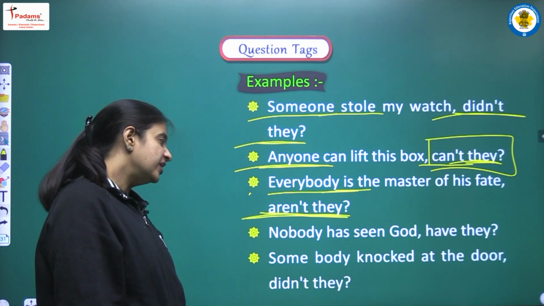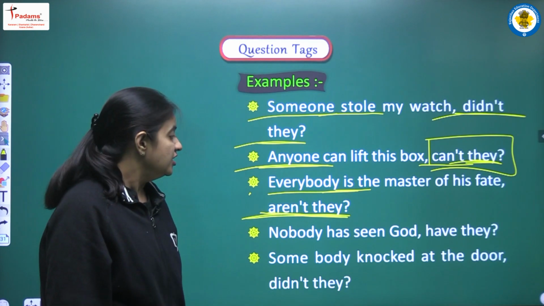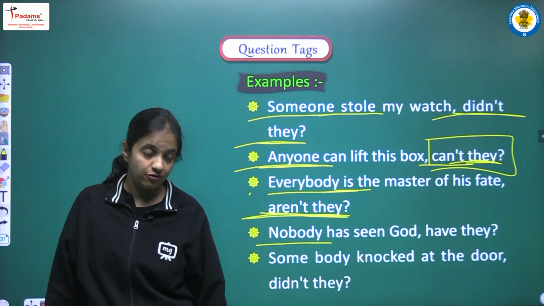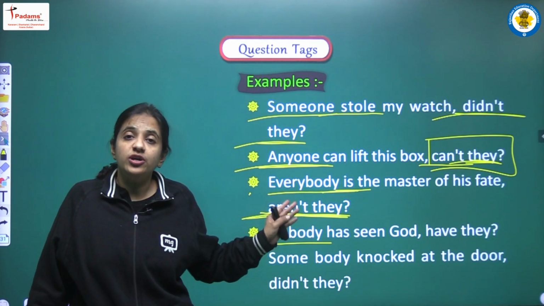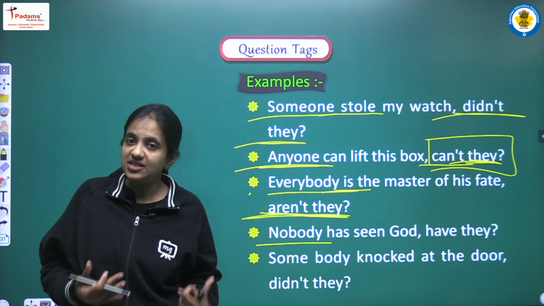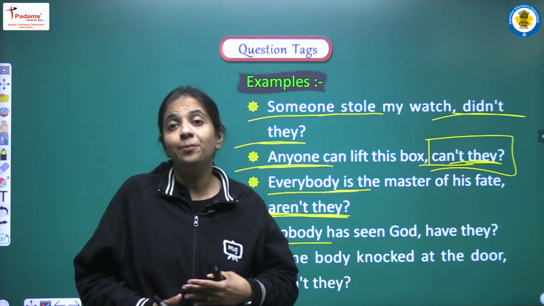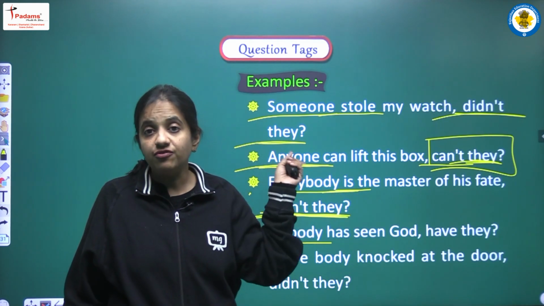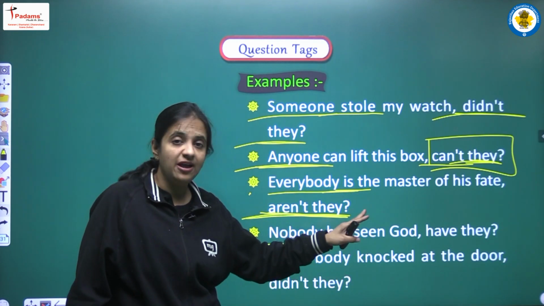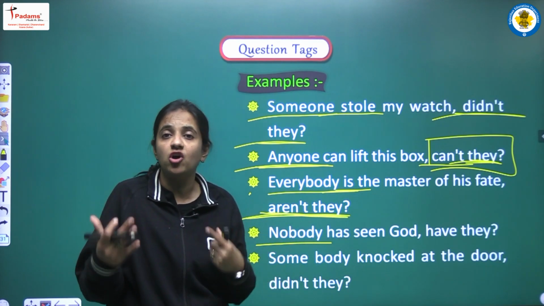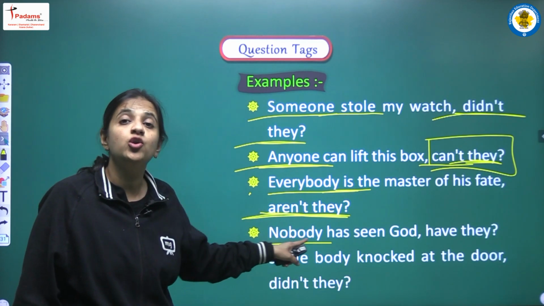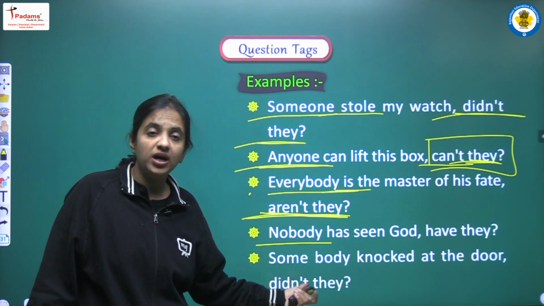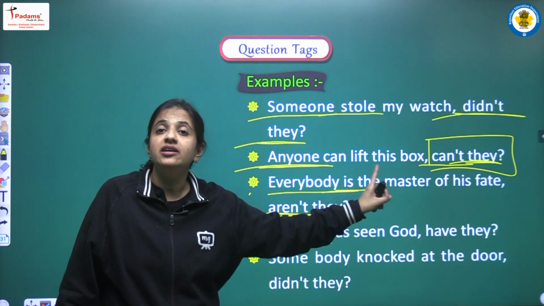Next one, nobody has seen God. So in this sentence we are having nobody. So students, be very careful that if we are having nobody, it means we are having one kind of negative meaning in the sentence. So it means that this sentence is in the category of negative sentence. Yes, we are not having not in the sentence, one particular not is not there, but we are having nobody. So because of this word nobody, because it's a negative word, the sentence also becomes a negative one.